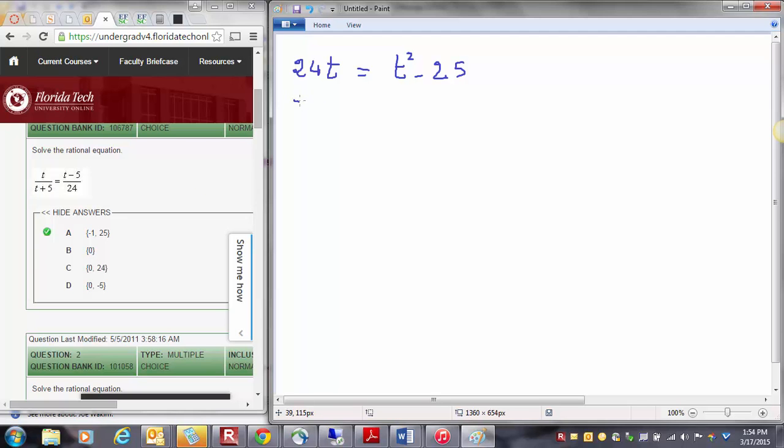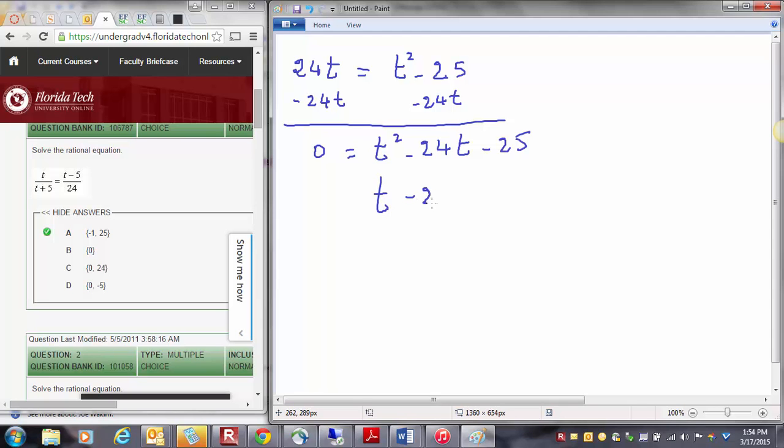So this is when I'm going to subtract 24t from both sides, and I will end up with a quadratic equation that I can solve for t. So you have t squared minus 24t minus 25. Notice that the 24 and the 25 are very near to each other in value. So when you factor, you're going to think about negative 25 and t plus 1. And the reason for that is that t times t is t squared. Negative 25 times 1 is negative 25.